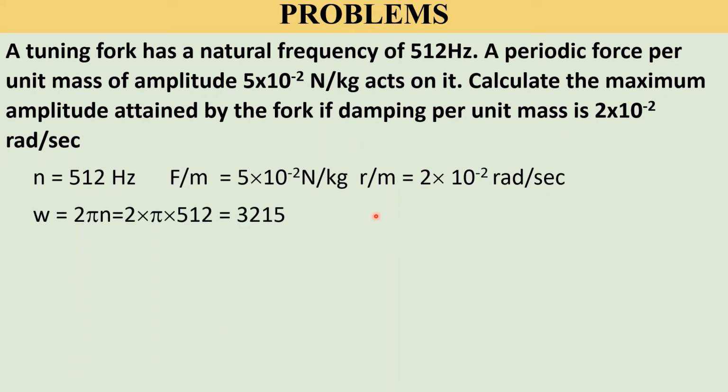So angular frequency is equal to 2 pi n, where n is the natural frequency of the tuning fork. So omega is the angular frequency, that is 2 pi into 512. So this is the angular frequency. Now the damping factor b is given by b is equal to R by 2m, so that is equal to 1 into 10 to the power minus 2.